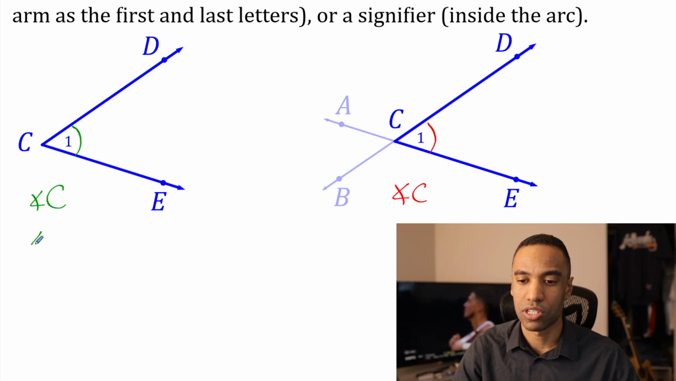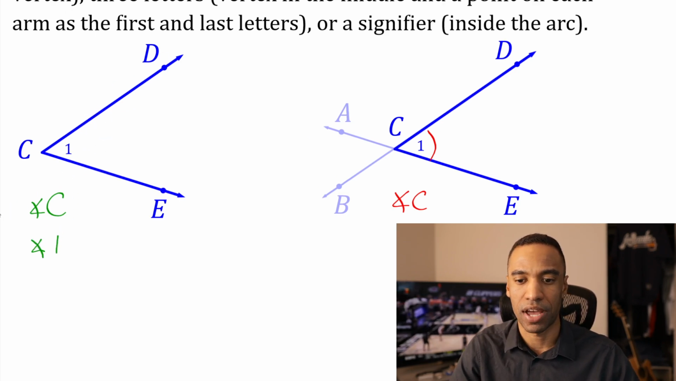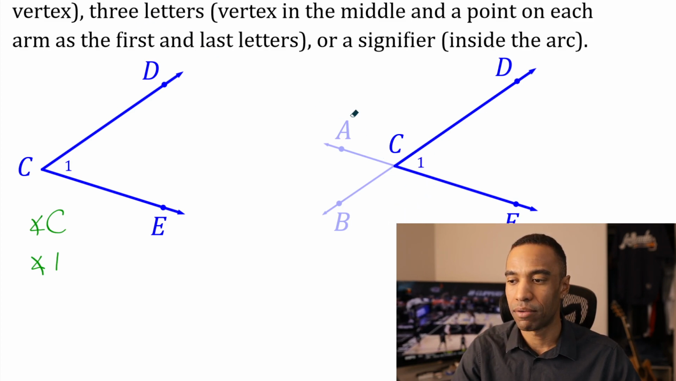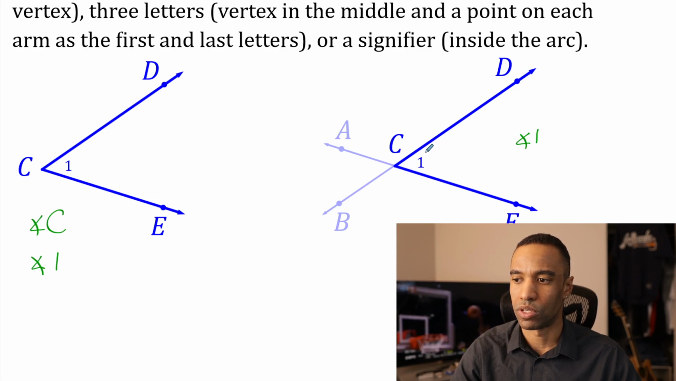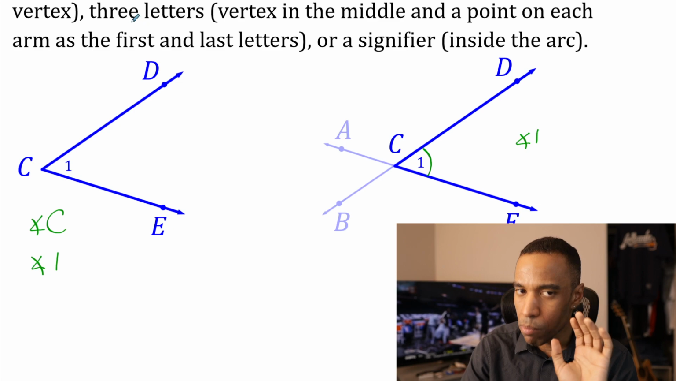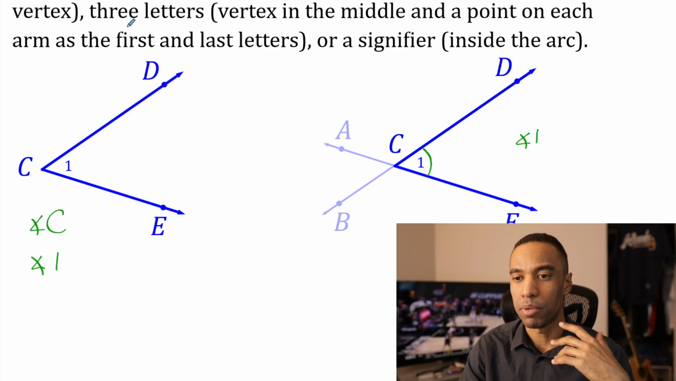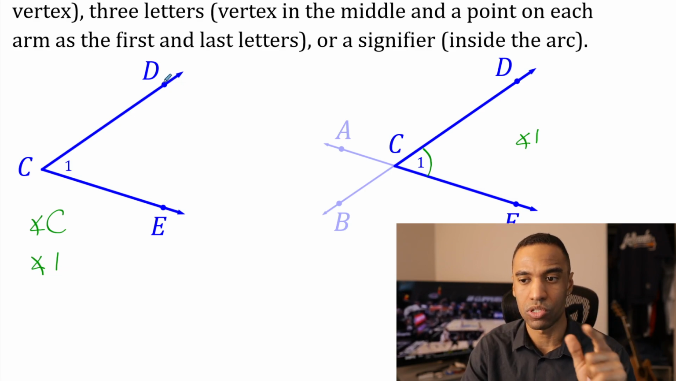I could have also called this thing angle 1. 1 is a signifier written inside the arc for that specific angle. And I am allowed to say also angle 1 over here. That is totally fine, once again, for this arc. And then the other one is the 3-letter one. And this is the most common one that you'll see because there are a lot of ones that are very ambiguous. You can't tell unless you state it with 3 letters.